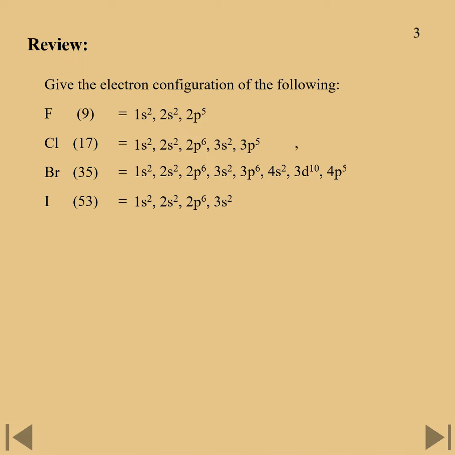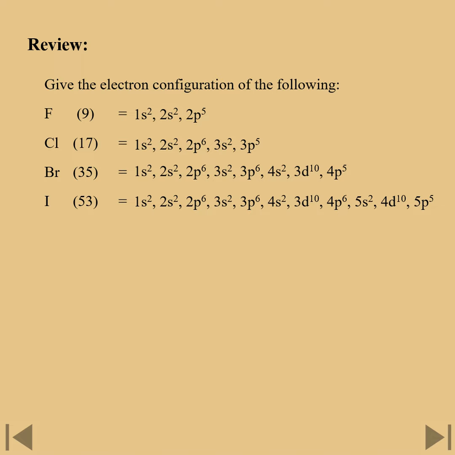So again, that's 1s2, 2s2, 2p6, there's your first 10. 3s2, 3p6, there's your first 18. 4s2, 3d10, 4p6, there's your first 36. 5s2, 4d10, and now I only had 5 more electrons for 5p5.